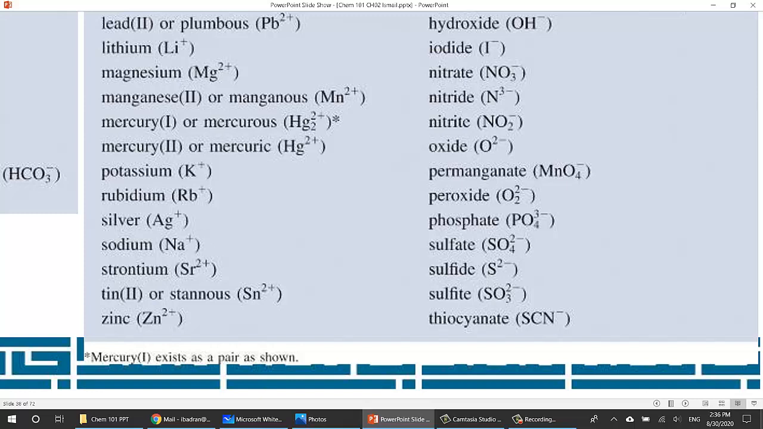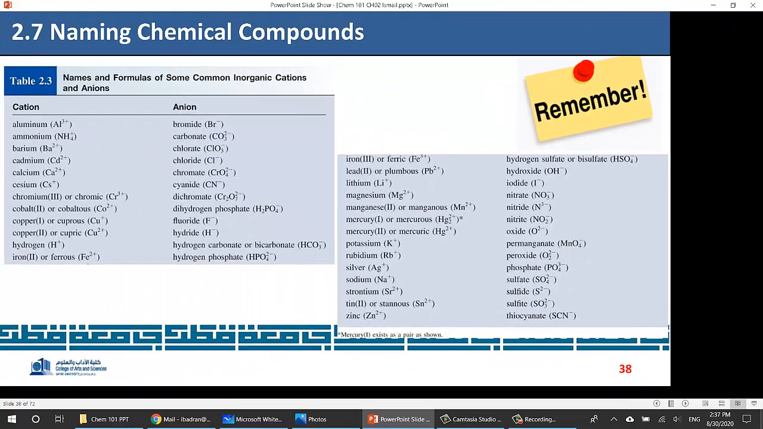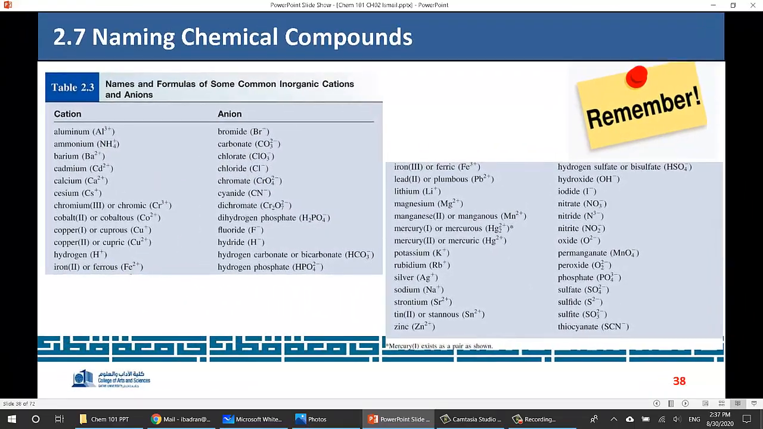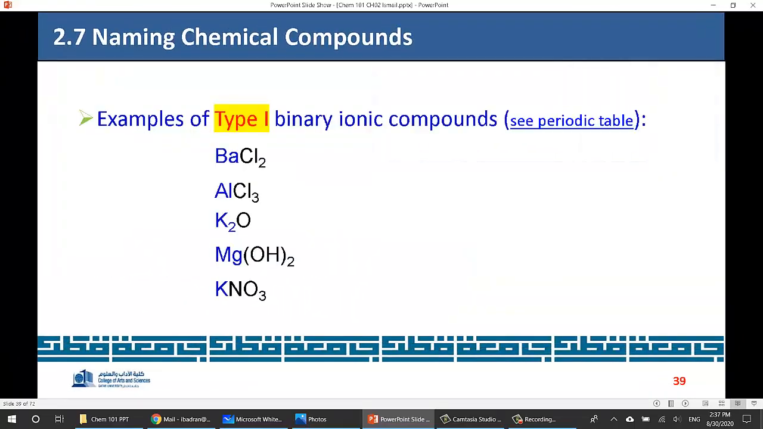And you see here the sulfate is written with an F, because this is an American textbook, and in the UK they pronounce it with a PH. There's thiocyanide and so on. So anyway, you need to remember this table for the sake of naming chemical compounds. So let's go through some examples of type 1. Again, you see these are all metals, Ba, aluminum, potassium, magnesium, and K. They are all type 1. So we can proceed and name them just easily.